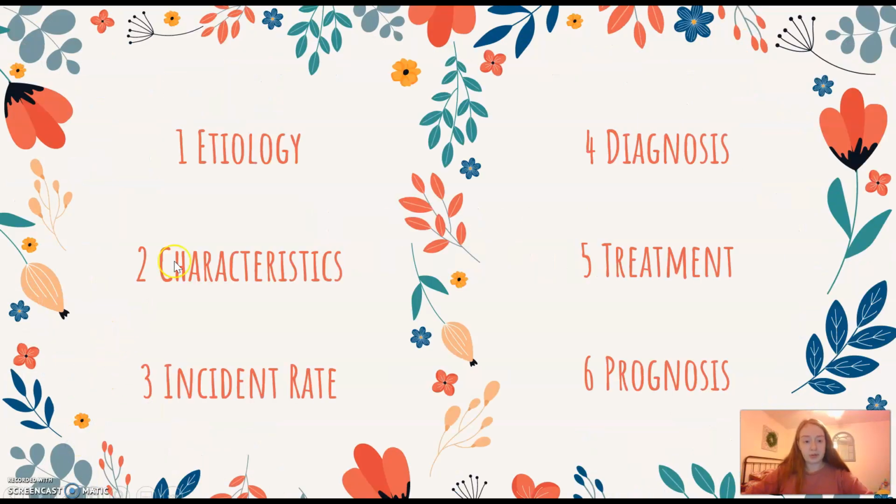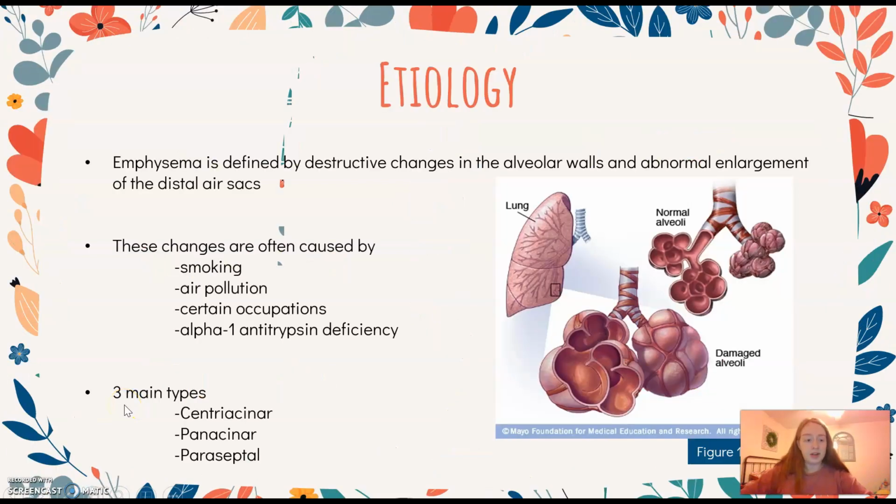So first off, this is our table of contents. It's going to help us stay organized throughout the presentation. This is just what we were required to do for this PowerPoint, but we have the etiology, characteristics, incident rate, diagnosis, treatment, and prognosis. So diving into etiology, emphysema is defined by destructive changes in the alveolar walls and abnormal enlargement of the distal air sacs.